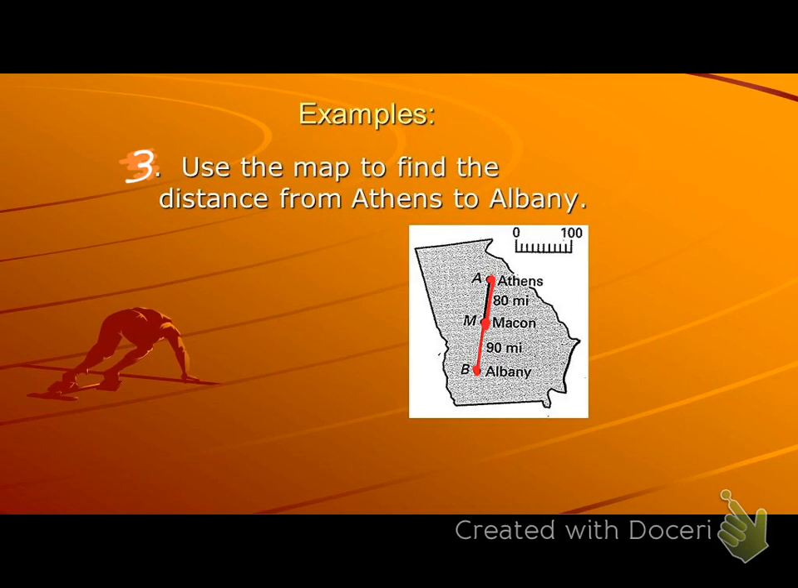The map on the board, though, helps you see when we would use this information in real life. So let's say you're on a road trip, right? Everybody loves a good road trip. You're in Georgia, it appears. You start at Athens. You drive 80 miles. Let's say you stop for lunch in Macon. Get back in the car. You drive 90 more miles, and boom, you're at Albany. I want to know how far you drove that day.